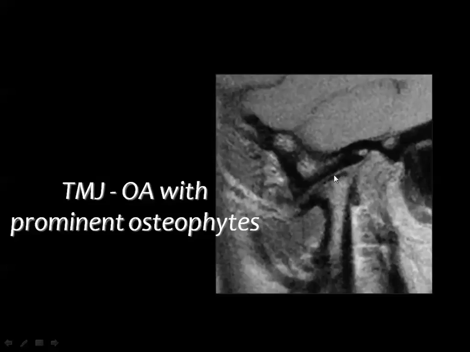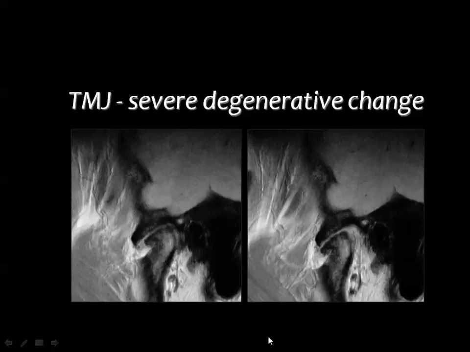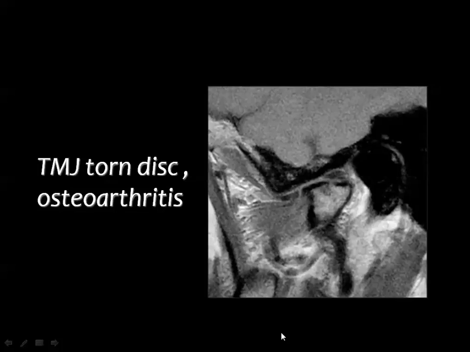And this is advanced osteoarthritic changes by MRI. You see the narrowing of the joint space, flattening of the temporal eminence and the mandibular head, prominent osteophytic lipping of the articular surfaces. And this is also another example. Here you see marked narrowing of the joint space, and you see osteophytic lipping of the articular surfaces. You are not able to identify the disc, which is almost totally degenerated.